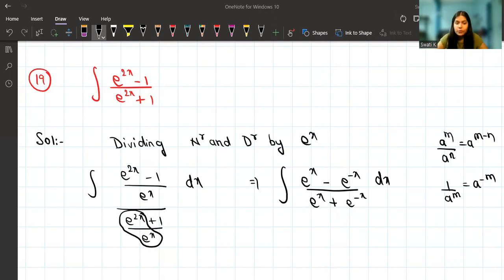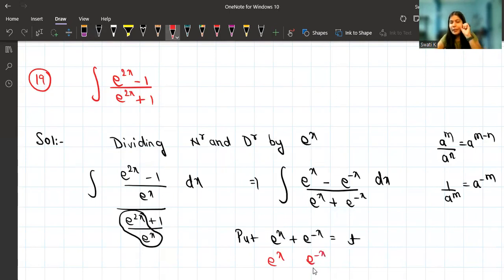So I'm going to substitute the denominator. Put e raised to x plus e raised to minus x as t. Now let us differentiate this. e raised to x is e raised to x. e raised to minus x is also e raised to minus x, but because we have a minus sign, the derivative of e raised to minus x is minus e raised to minus x. Here it is already plus, and you are getting minus. So plus into minus is minus. So it is e raised to x minus e raised to minus x dx equals dt.